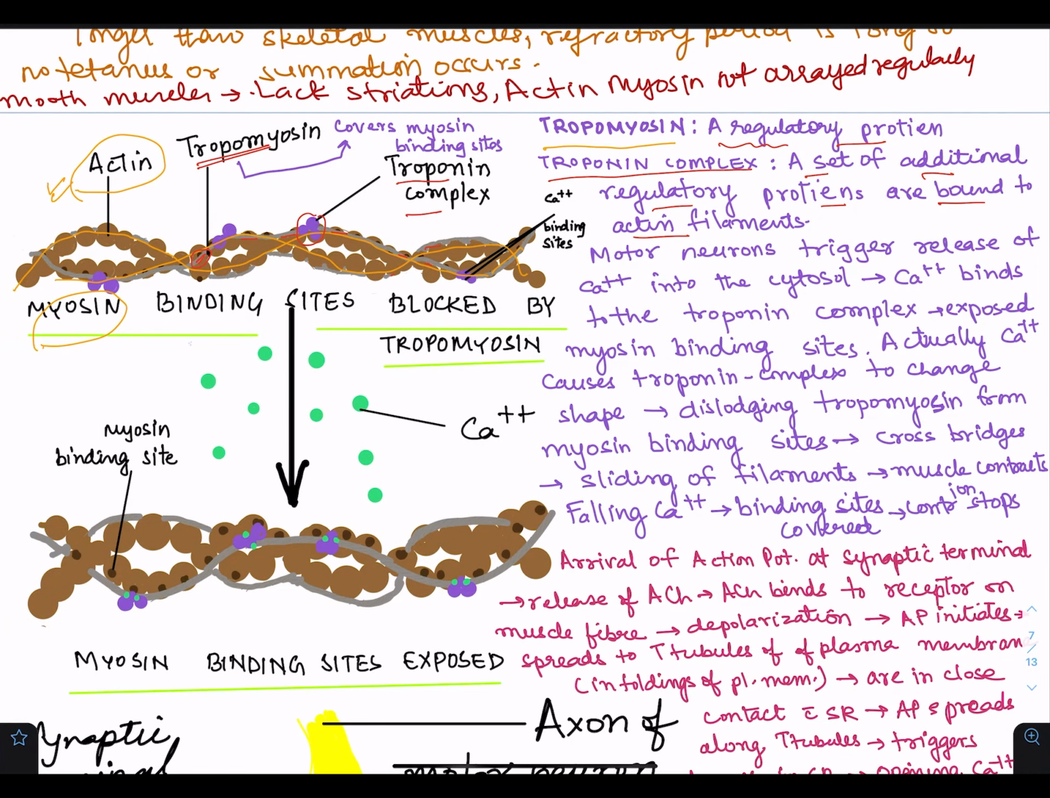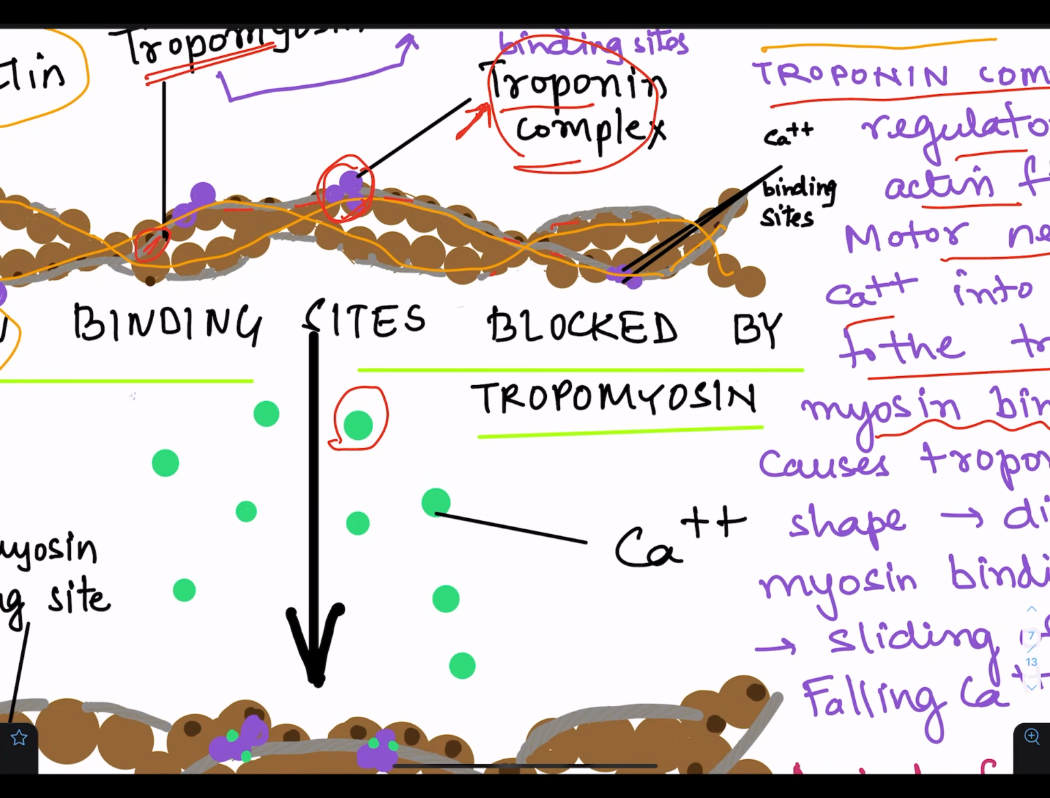Now, what happens when the motor neurons trigger the release of calcium into the cytosol? Calcium binds to the troponin complex. See, this is the troponin complex, and the calcium which is released into the cytosol will bind to it. What happens after its binding? Myosin binding sites are exposed. What are myosin binding sites? You can see these black colored dots. These black colored dots are myosin binding sites.